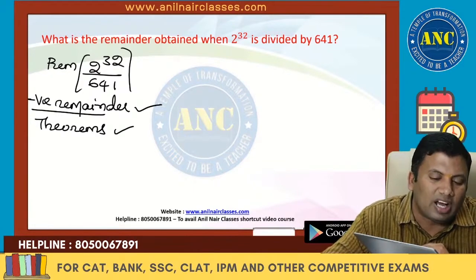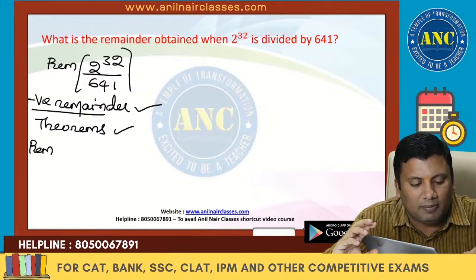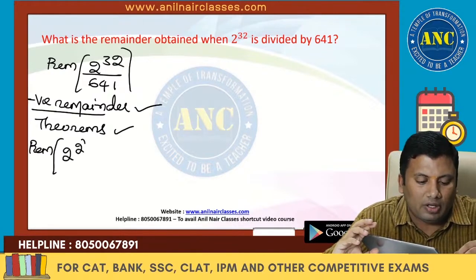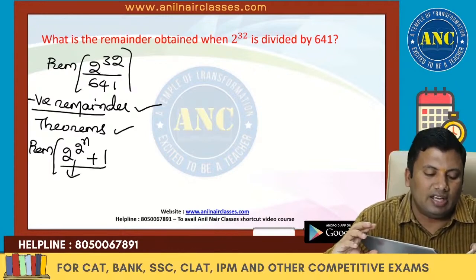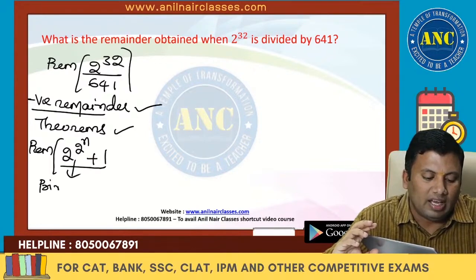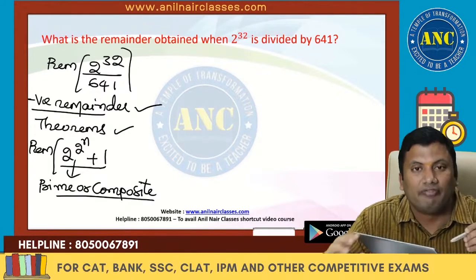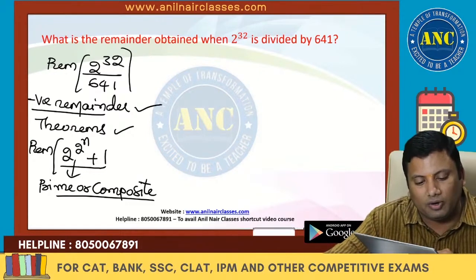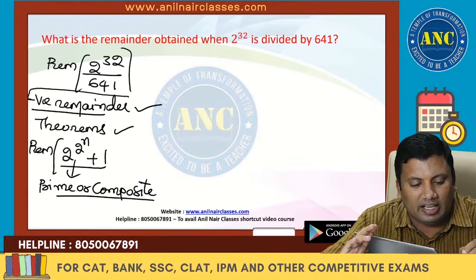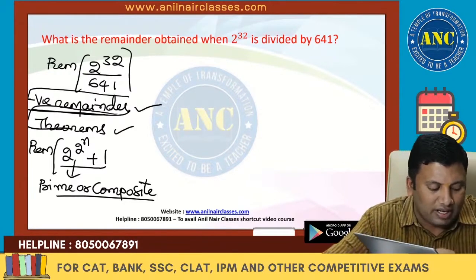This is a doubt asked by a student 2 years before. Sir, can you please tell me, 2 power n plus 1, is it prime or composite? If it is composite, why is 2 power 32 plus 1 composite? This was the doubt asked by a student some years before, so I developed a question for this. Neither the negative remainder nor any of the theorems will solve this question very fast.